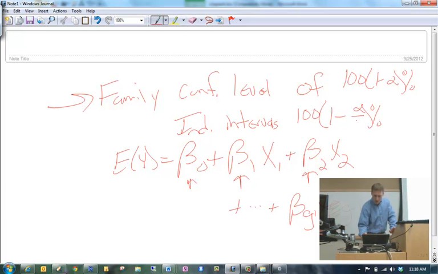Then if I want g different intervals, I put a g there instead. What's going to happen as g gets big?